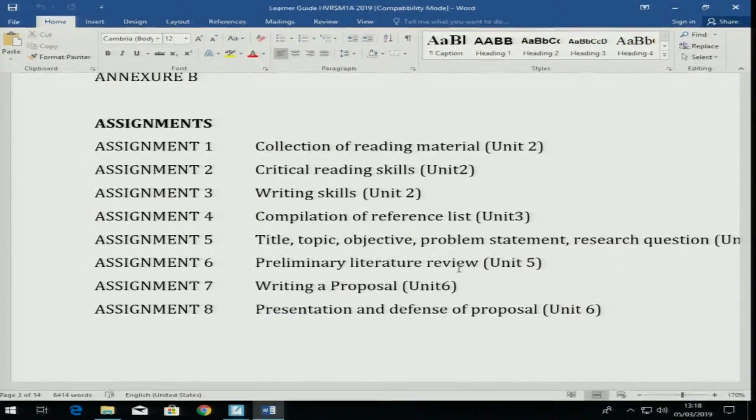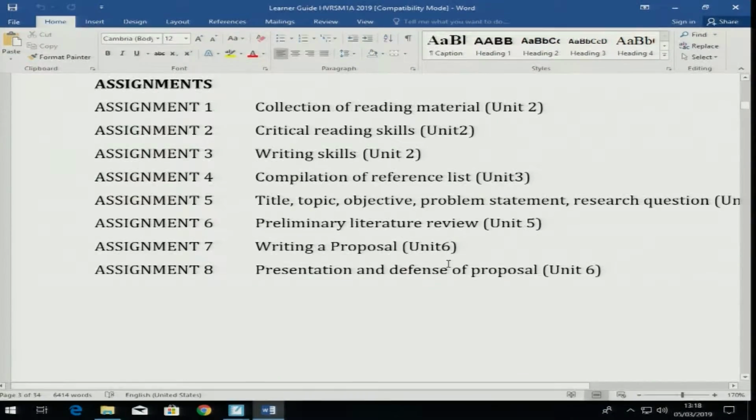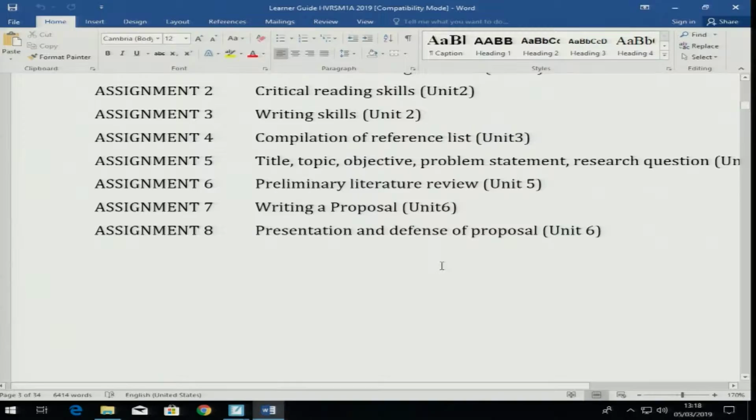Then we are going to have an assignment on critical reading skills. We will have an assignment on writing skills. Then we will do a compilation of a reference list. And there you can see we will have an assignment on your research topic, title, objectives, problem statement, and research question. And there is assignment 6, the preliminary literature review. Assignment 7 will be the writing of your proposal. And assignment 8 is the examination, which is the presentation and defense of the proposal. Any questions? All happy? All right.